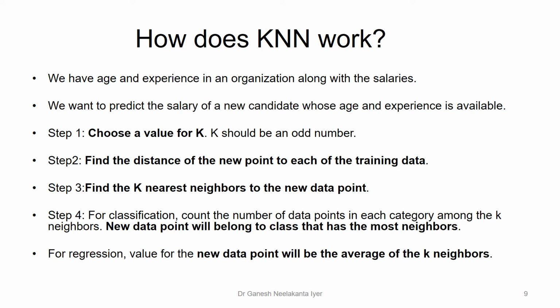So how does KNN work? We have age and experience in an organization along with salaries. Assume that is an example. We want to predict the salary of a new candidate based on age and experience. Choose a value for K. K should be an odd number. Find the distance of the new point to each of the training data. Find the K nearest neighbors to the new data point. For classification, count the number of data points in each category. Among the K neighbors, the new data point will belong to the class that has the most neighbors. For regression, the value of the new data point will be the average of the K neighbors.